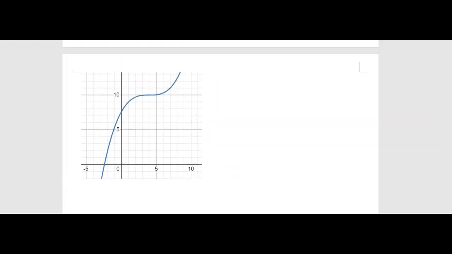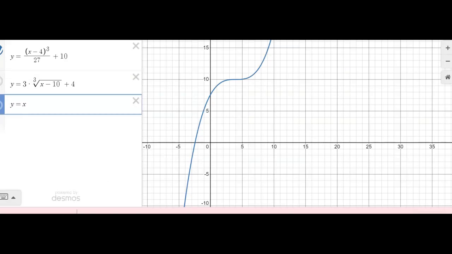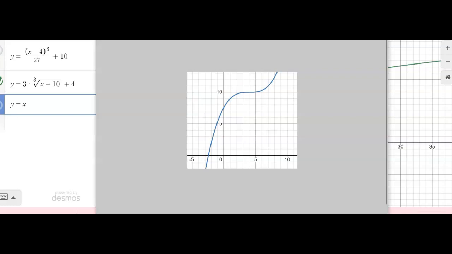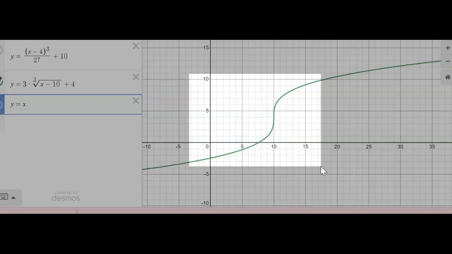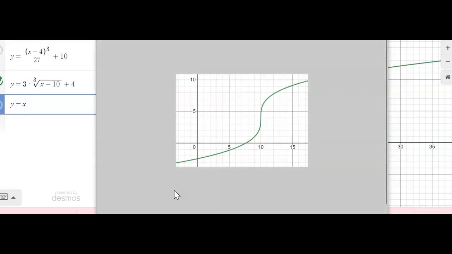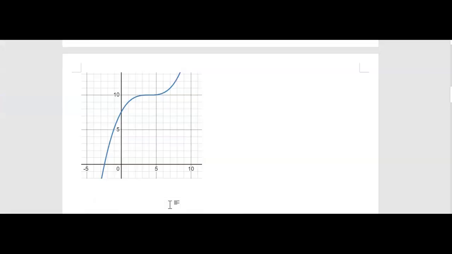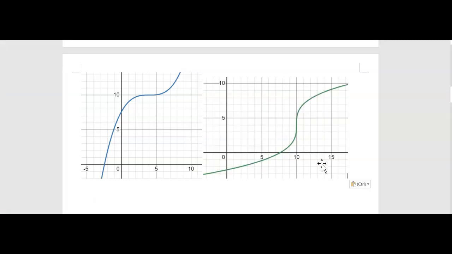And let's do the inverse. This is where I probably should pause the video again. All right, so obviously you would need to sketch them by hand because you don't have access to the computer during your SAC. All right, so this is the graph of f of x, and this is its inverse.